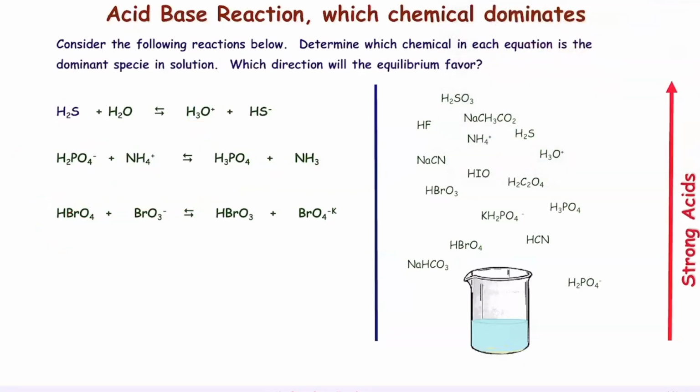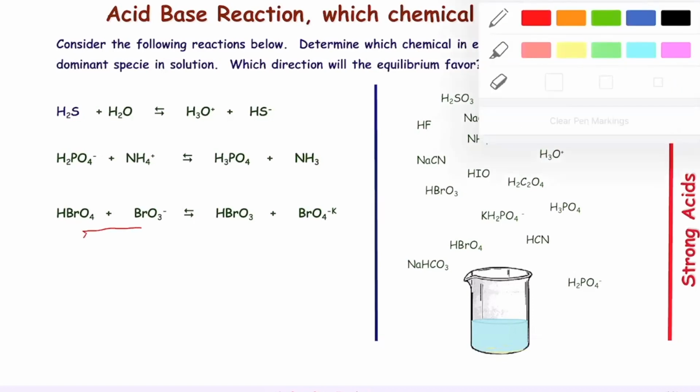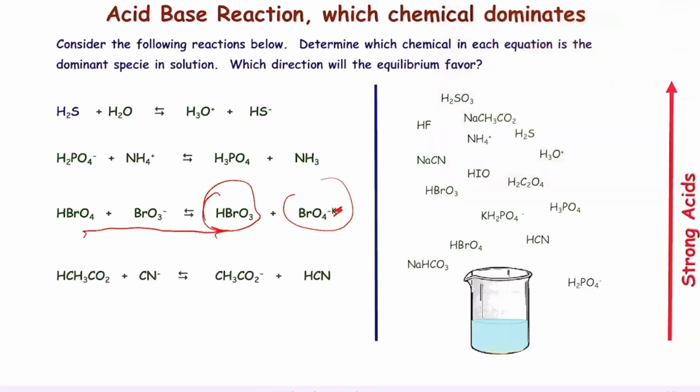Okay, hydrogen bromate and hydrogen bromide. So the question is, which one is the stronger acid? The one with more oxygen is going to be the stronger acid. So that means that this reaction is going to be driven to the right, and the majority chemicals are going to be these guys right here. That's not a minus K, that's just a minus.